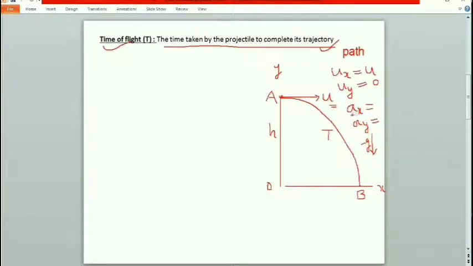ठीक है, सबसे पहला ax, horizontal component of this acceleration due to gravity. No component is there because acceleration due to gravity acts only in y axis, vertically downward direction. So ax is 0. And what is the value of ay? -g. Because ay means y axis में जो कंपोनेंट है, that is -g. डाउनवर्ड डायरेक्शन में एक्सेलरेशन ड्यू टू ग्रेविटी काम कर रहा है, तो ay is always -g.